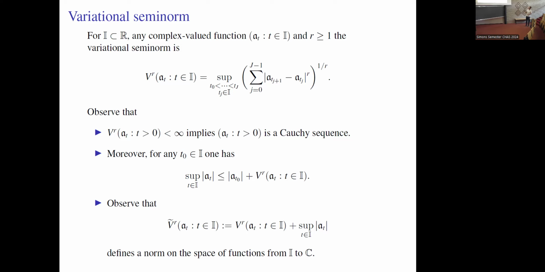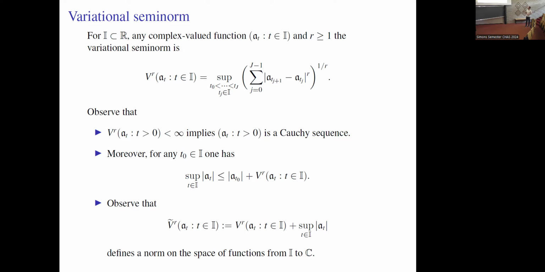What is important here is that if we know that the variational seminorm is finite, then immediately we know that a_t is a Cauchy sequence. And this can be easily seen, because if it is not a Cauchy sequence, it means that we have epsilon and we have infinitely many t_j such that the difference is greater than epsilon. So this can be estimated from below by epsilon times the r-th root of J. So when we send J to infinity, we get a contradiction with the finiteness of the r-variational seminorm.